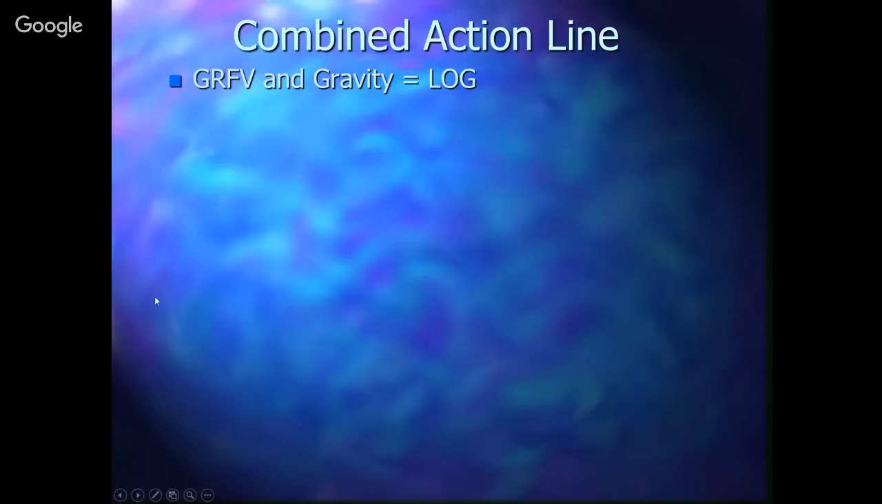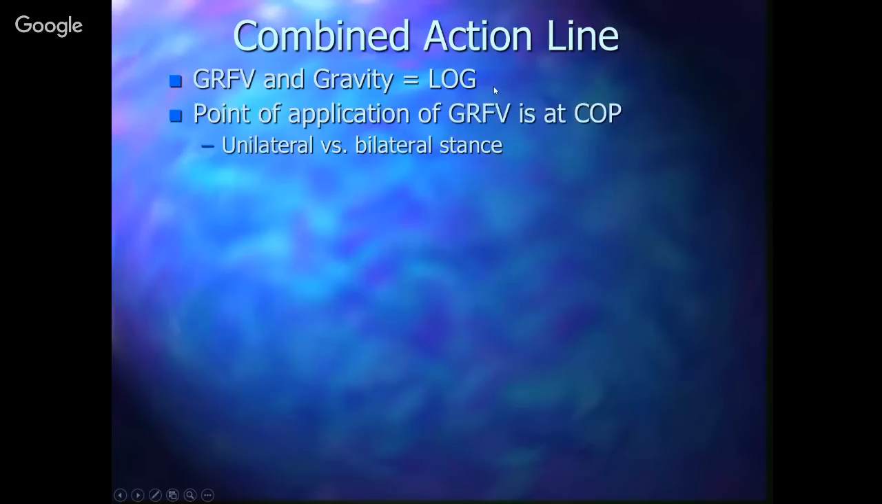So when we combine the ground reaction force pushing up and gravity pulling down, that is referred to as our line of gravity. The point of application of ground reaction forces, I just said, is at the COP, the center of pressure. Now, if we're in unilateral stance, we would have this COP, the center of pressure, in the mid portion of the foot, assuming that you have equal weight bearing from heel to toe.